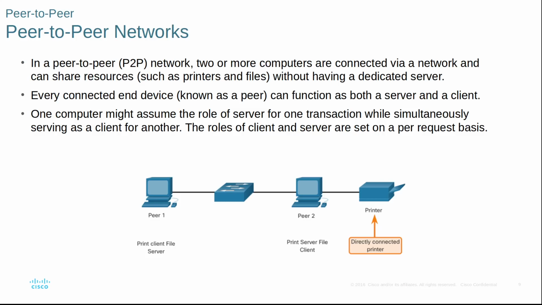So with a peer-to-peer network, one computer might temporarily assume the role of server for a transaction, and it could also be the client for another transaction at the same time. So these client and server roles aren't set on a per device basis, but on an as needed, per request kind of basis.